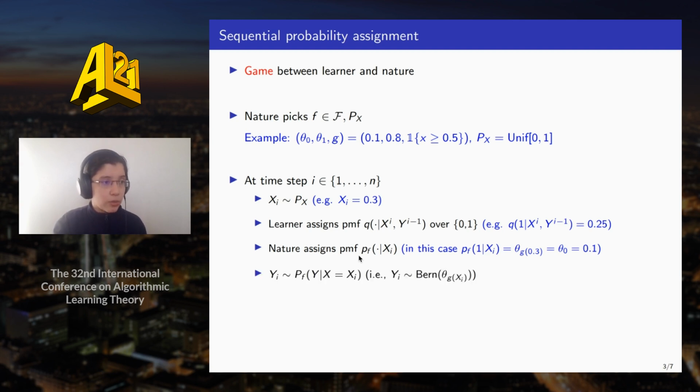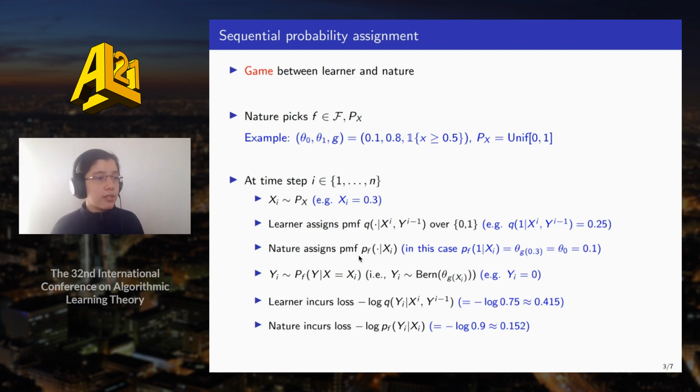Next, yi will be drawn as Bernoulli theta g(x), which is Bernoulli 0.1 in this example. Let's say yi equals 0 was drawn. Then both the learner and nature incur a loss of minus log of the probability they assigned. So if they assign a very low probability to yi being 0 and yi turns out to actually be 0, they will incur a very high loss. We can see that in our example, nature assigned a higher probability to yi being 0 and correspondingly incurs a lower loss than the learner.